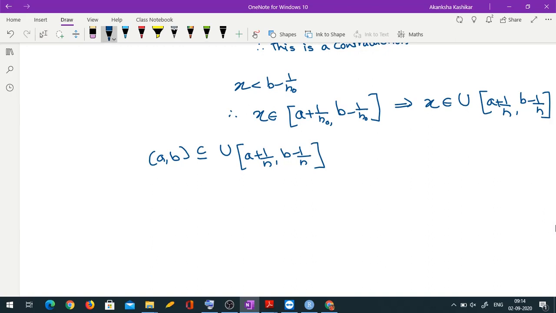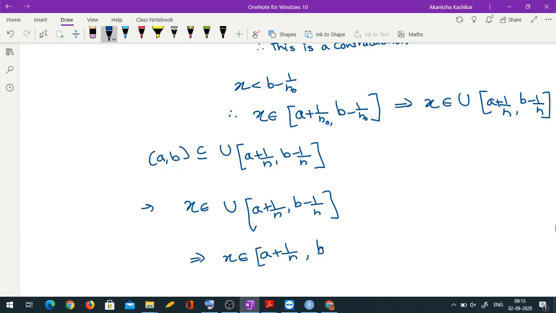To prove the reverse way, it is quite easy. I have to take x coming from the union of [A plus 1 by n, B minus 1 by n]. x is in the union means it is in the individual sets. So x belongs to one of the individual sets at least, [A plus 1 by n, B minus 1 by n] for some n.